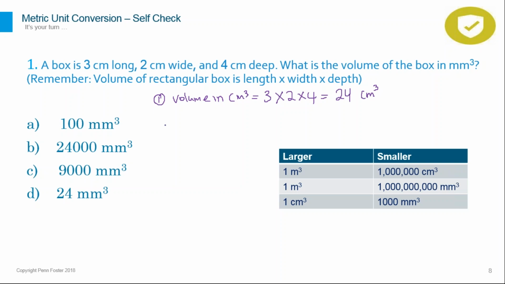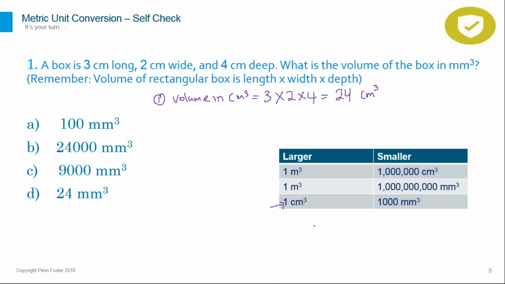Now, the answers are not in centimeters cubed or cubic centimeters. We have to switch the cubic centimeters to cubic millimeters. To do that, I need a piece of information from the table. The one that serves me is the last row: 1 cubic centimeter equals 1,000 cubic millimeters.